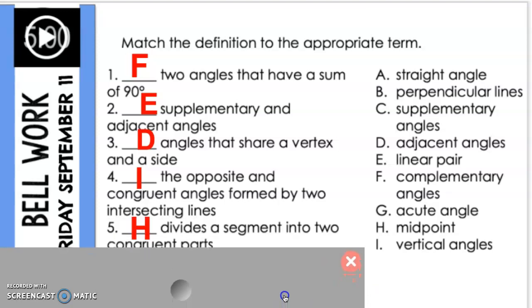Number 5, this divides a segment into two congruent parts. The correct answer is H, midpoint. A midpoint is directly in the middle of a segment. It divides the segment into two congruent parts.